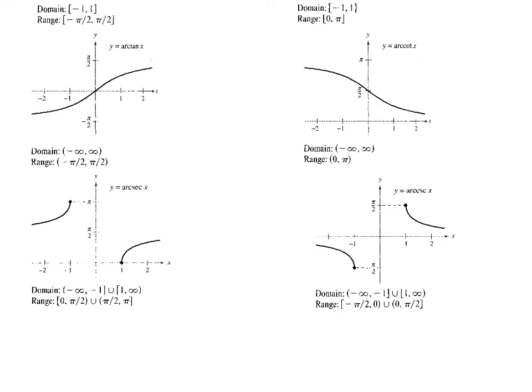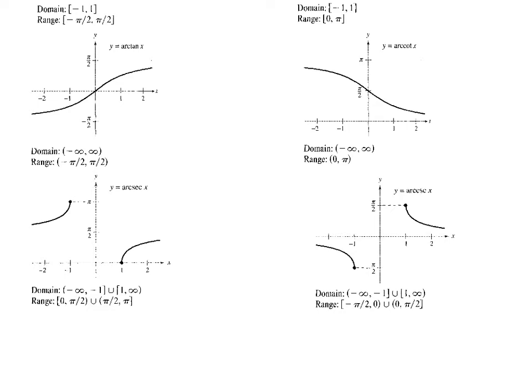Because sine always has to be between -1 and 1, cosecant is always going to be smaller than -1 or bigger than 1. So that's why you see this gap in the middle of the arc cosecant. Same thing here with the arc secant.